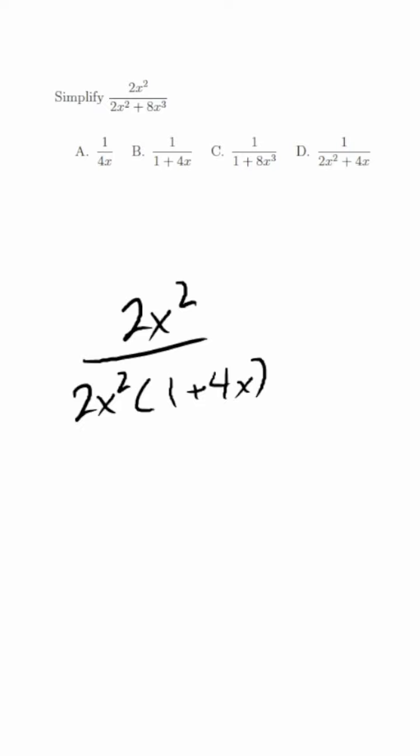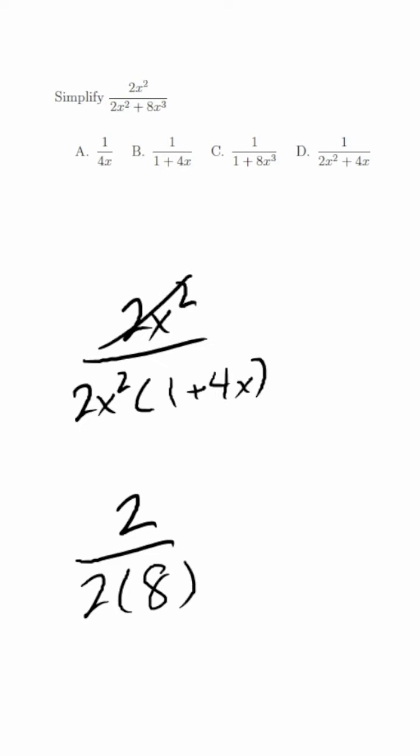Now, this basically looks like the problem we had earlier, right? Like 2 over 2 times 8. And now we know it's safe to cancel out terms like this because it's only multiplication and division, right? And then it's going to be 1 over 1 plus 4x, which gets you the correct answer.